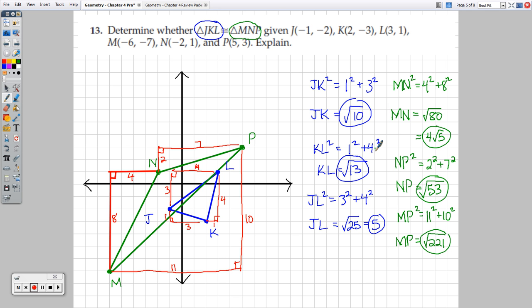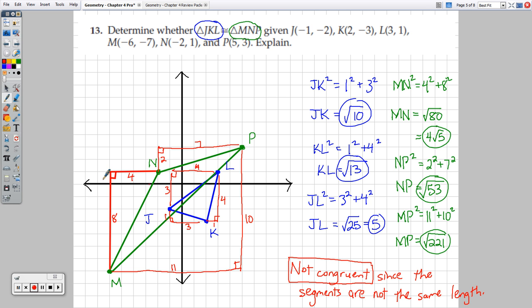And so these three values clearly do not match up with these three values. If they did, you would have congruent triangles, but since they do not, you would say they are not congruent triangles. So are they congruent? I would say not congruent, since the sides are not the same length. So not congruent is our answer, and then after that is the explanation.